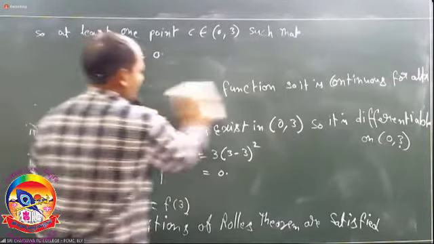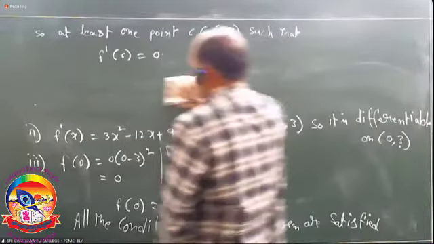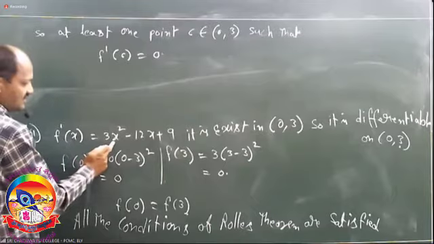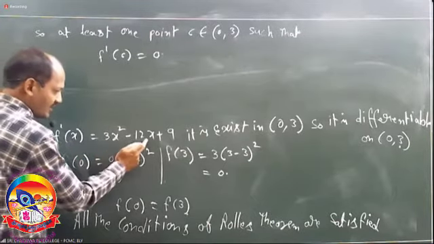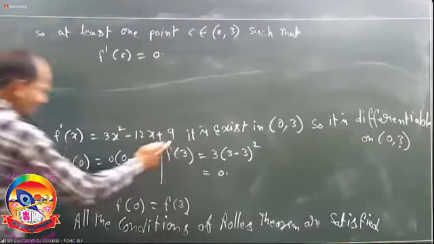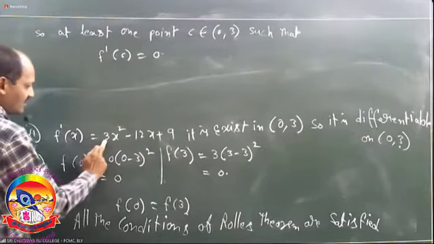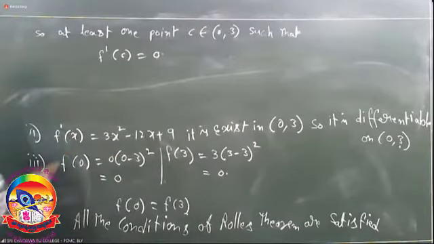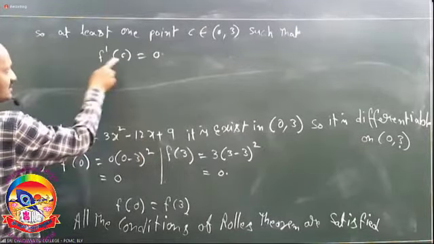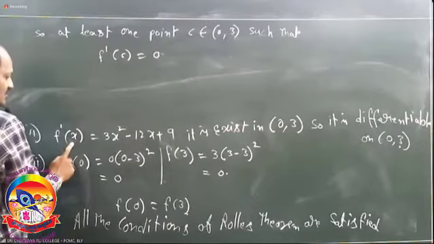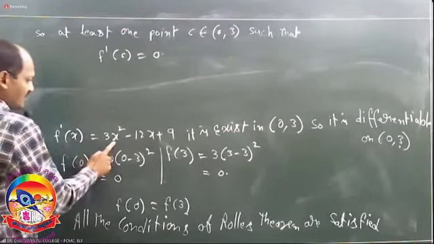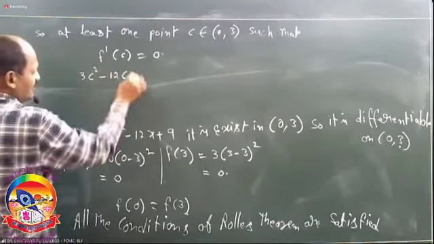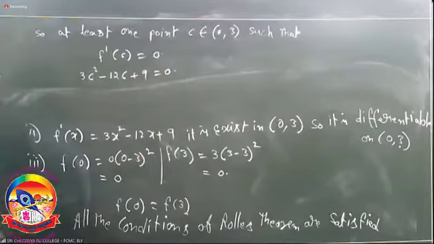Already you know f dash of x. What is the function? Here f dash of x is equal to 3x square minus 12x plus 9. What about f dash of c? 3c square minus 12c plus 9. It is f dash of c, instead of x, substitute the value c. So f dash of c, that is 3c square minus 12c plus 9, is equal to 0.